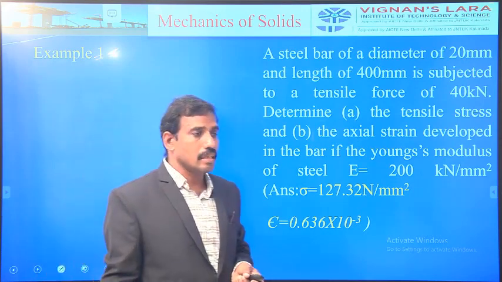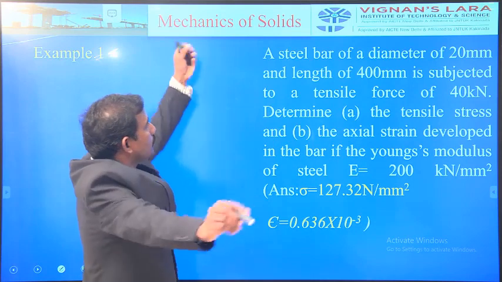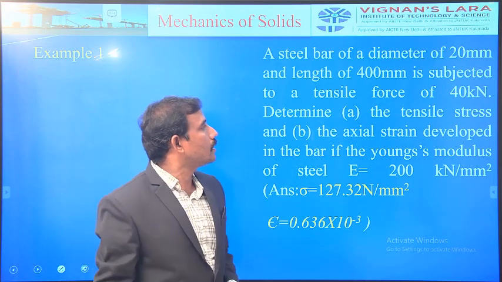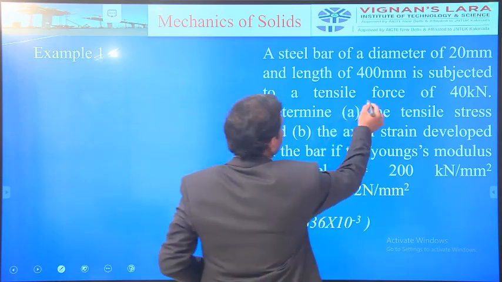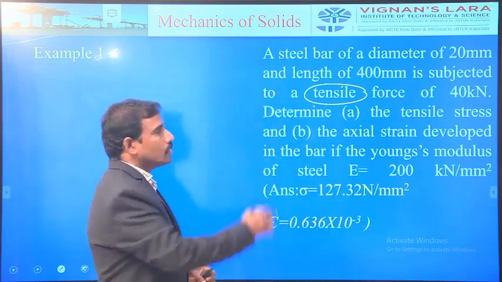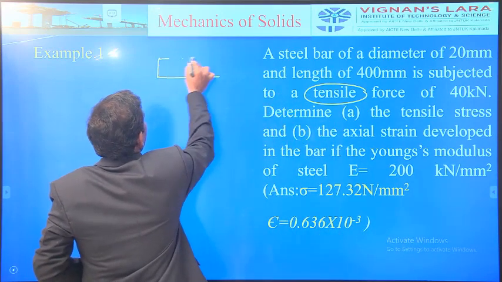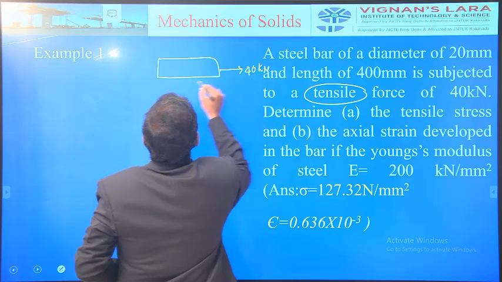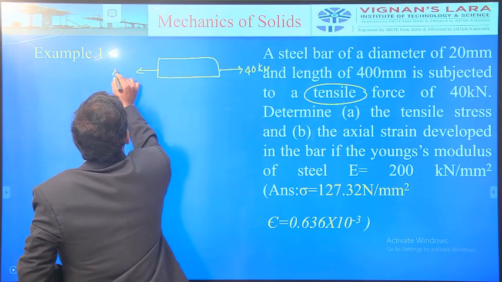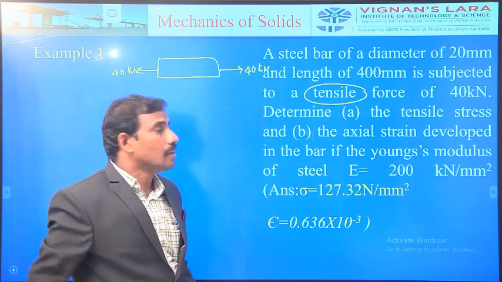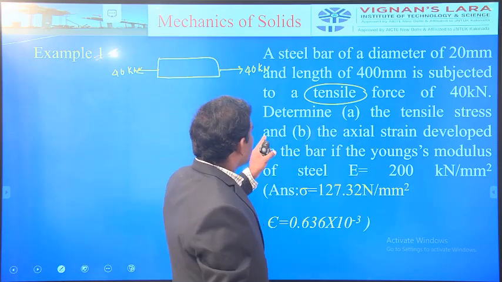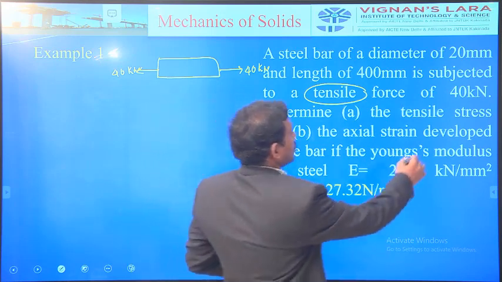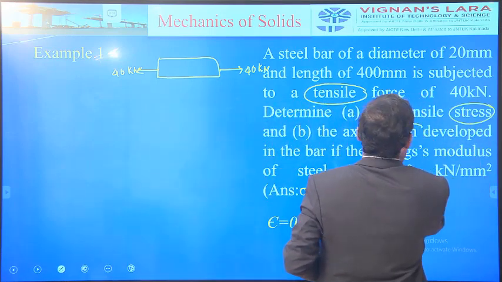For our convenience, let us see one problem. A steel bar of diameter 20 mm and length 400 mm is subjected to a tensile force. I would like to represent the tensile force system graphically. This is the force, tensile in nature, 40 kilonewtons. What we have to determine is the tensile stress and the corresponding strain. We have to calculate the stress and strain.